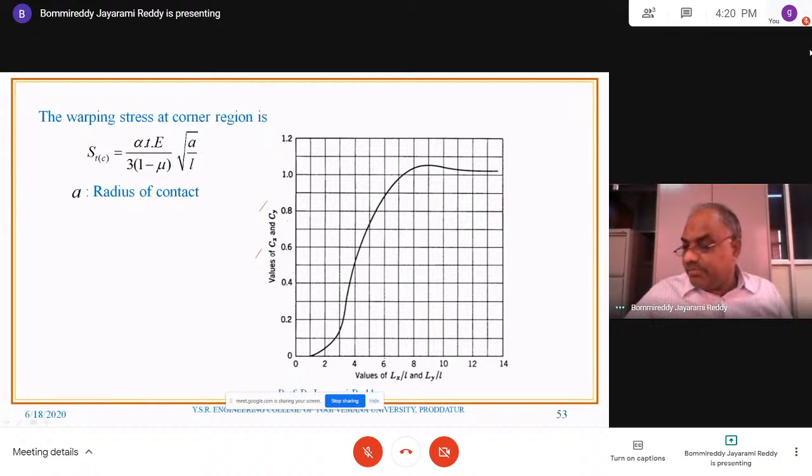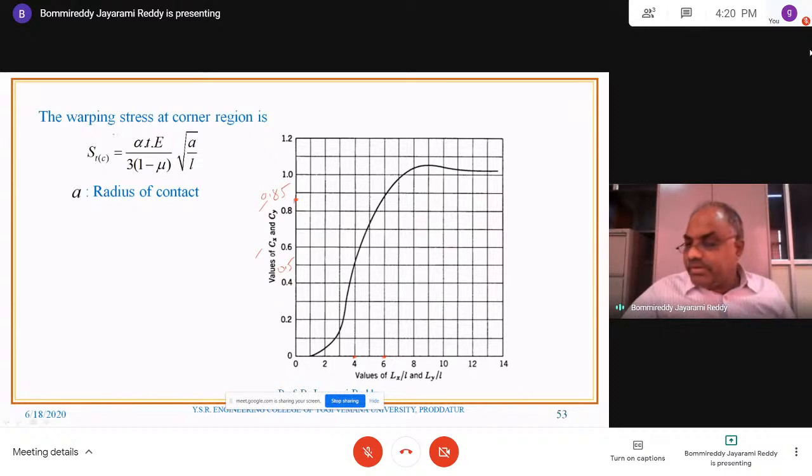For example, for Lx by L equal to 6. If it is 6, what is the alpha x value? Alpha x value will be somewhere here, which is equal to 0.85. And similarly, Ly by L is say 4. 4 means the corresponding value will be equal to 0.5. So sometimes in the examination, instead of giving data, they may provide you the chart or table like this. Then you can also read the values corresponding to that one.